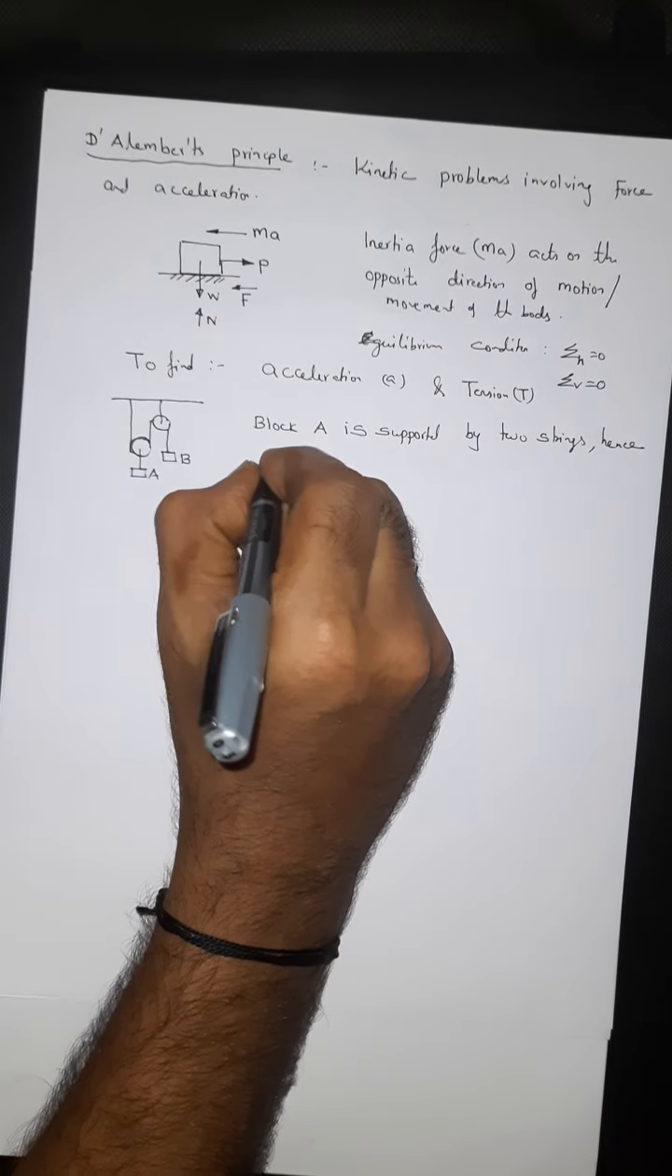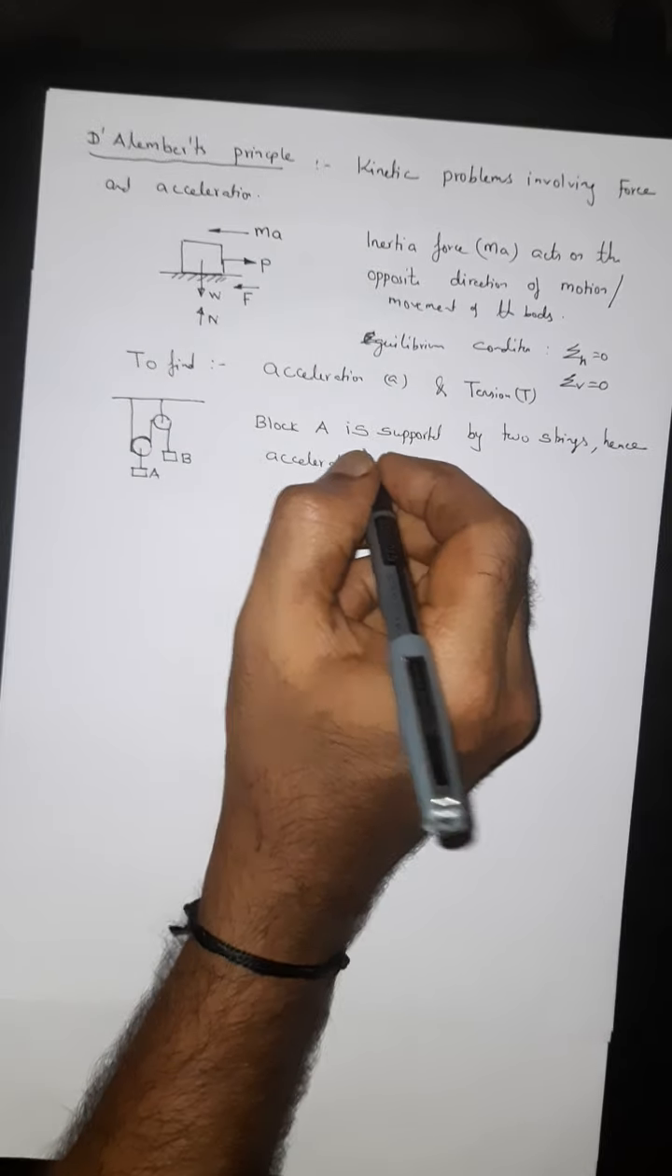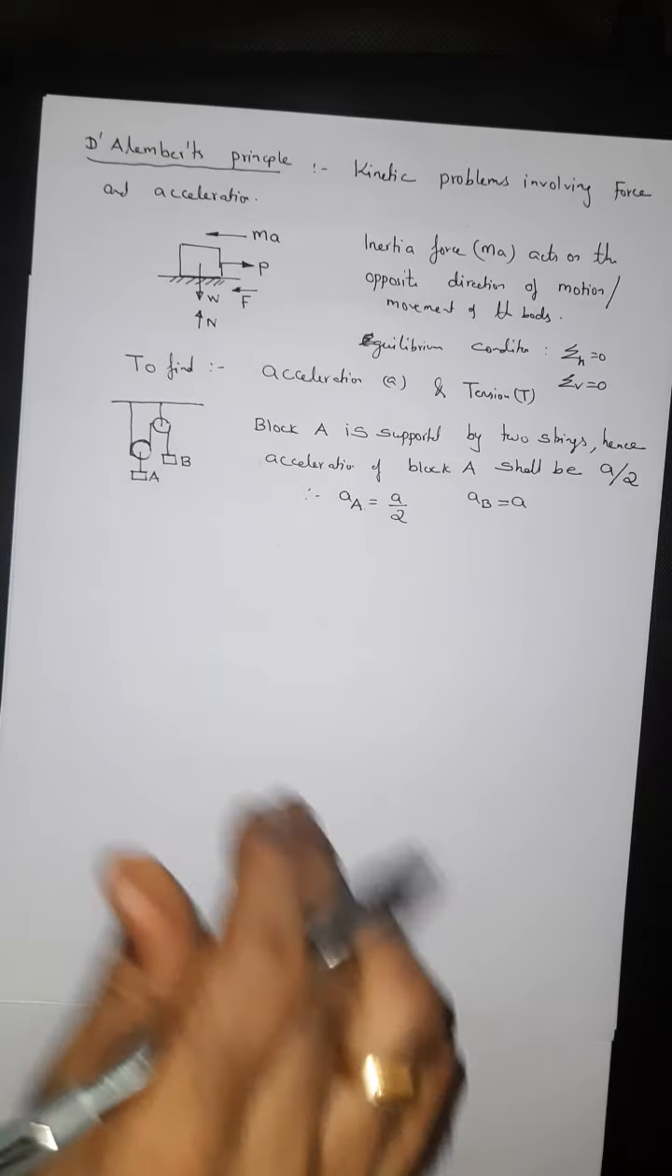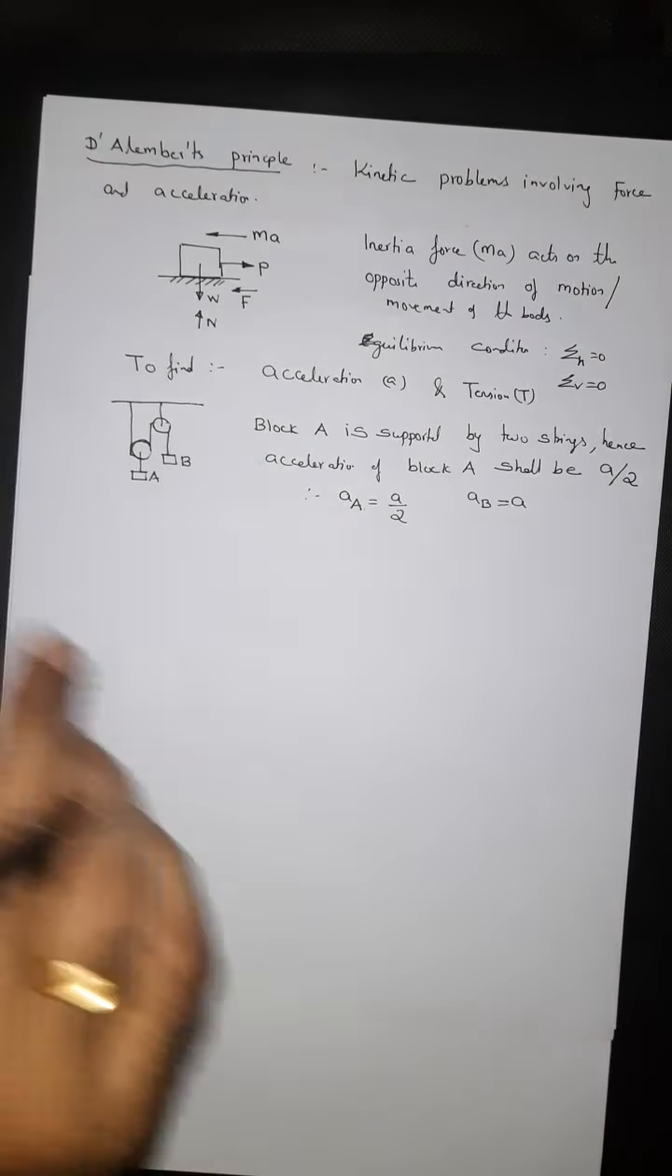Hence, the acceleration of block A shall be a by 2. In other words, aA equal to a by 2 and aB equal to a. So this thing you'll have to keep in mind while solving the problem by using D'Alembert's principle.